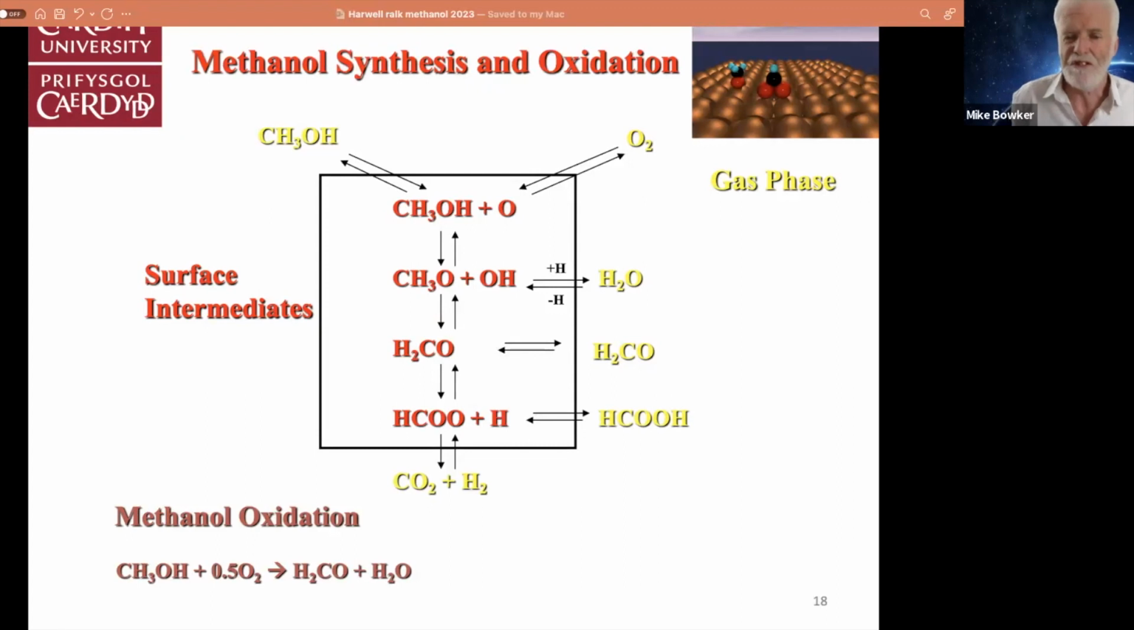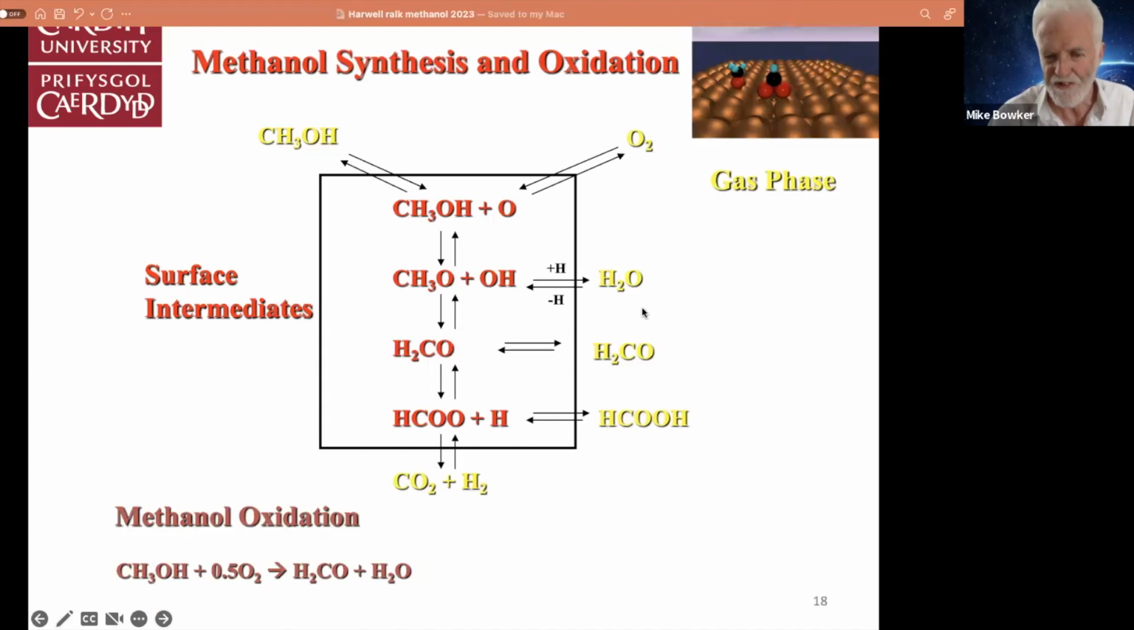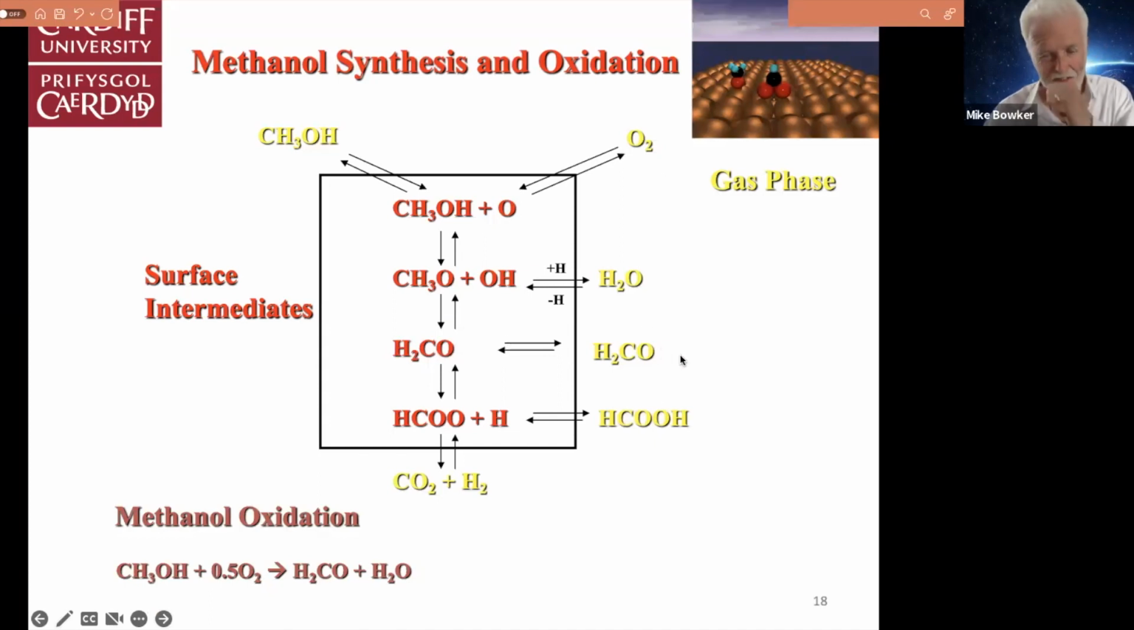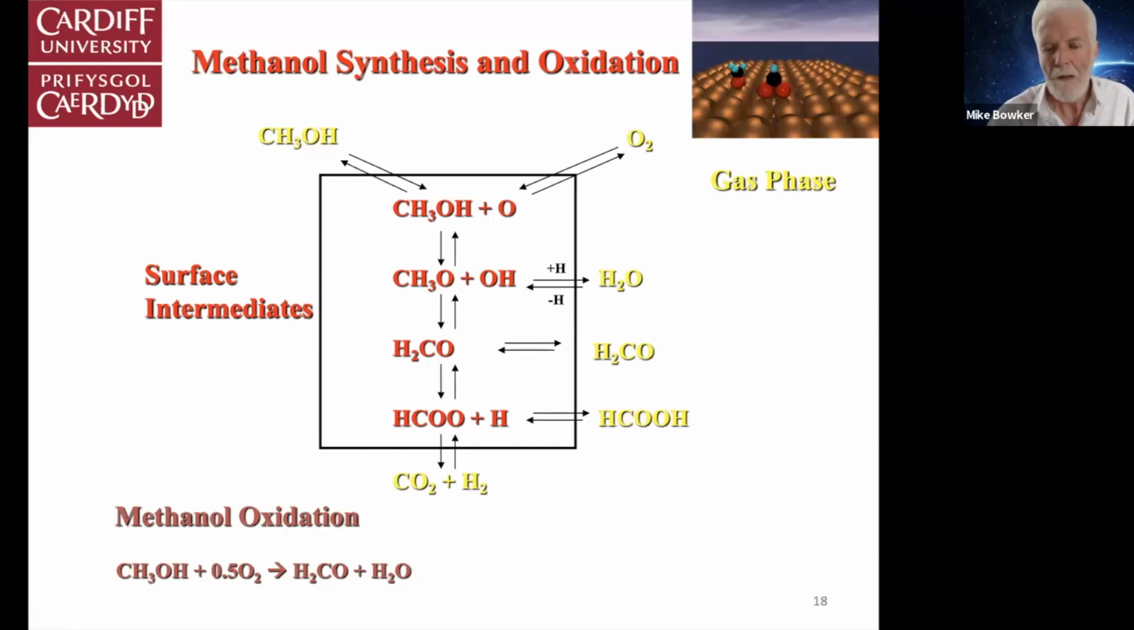That's the selective oxidation of methanol to formaldehyde, which proceeds through co-adsorbed methanol and oxygen through to formaldehyde on the surface, and then formaldehyde in the gas phase, formaldehyde and water. That's the industrial selective oxidation process to make formaldehyde.